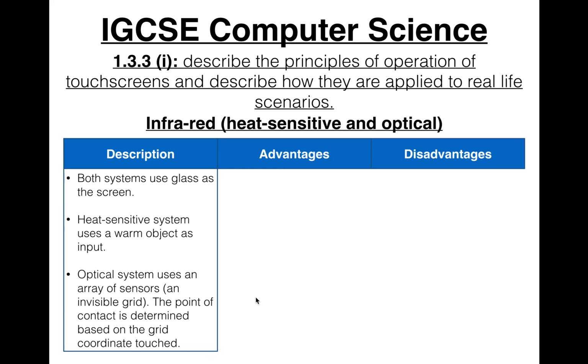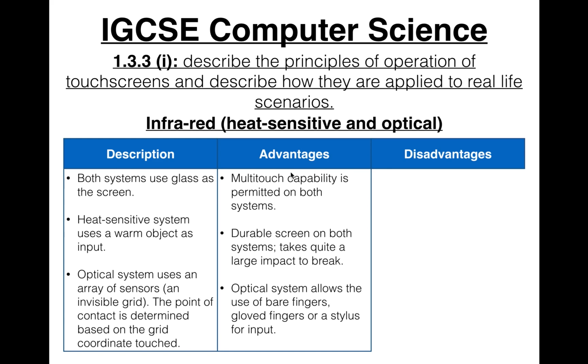Examples of infrared devices include the Samsung U600 and the Samsung SGH E900. I did some research. Advantages are that multi-touch capability is permitted on both systems. The screen is quite durable, and the optical infrared system allows the use of bare fingers, gloved fingers, or stylus for input. I guess one of the disadvantages of capacitive is that if you have gloves on, you can't really use the phone.